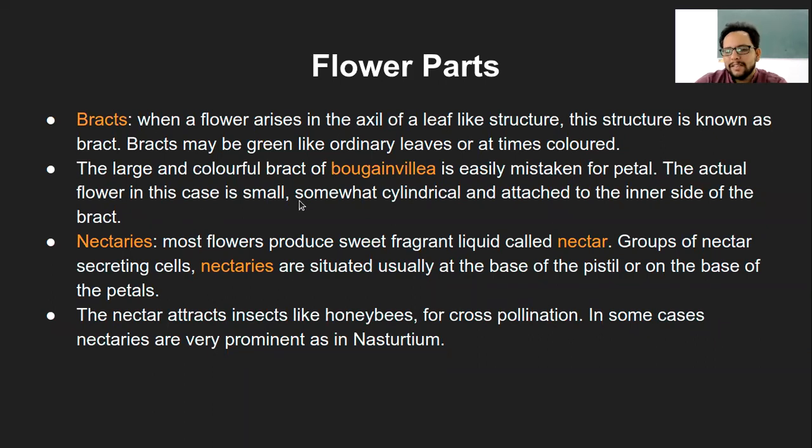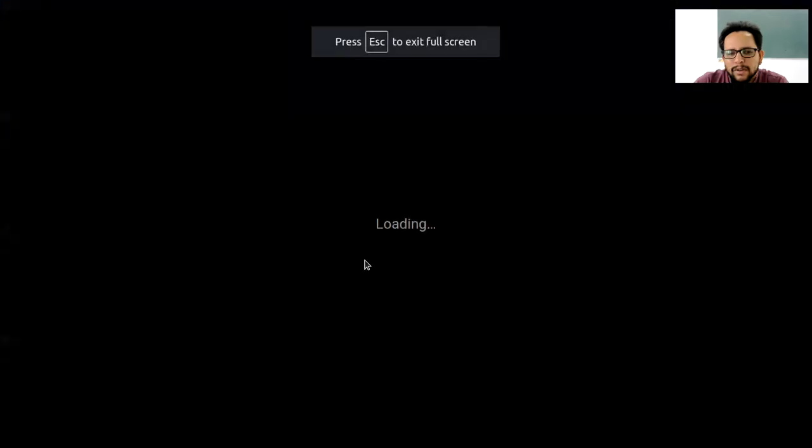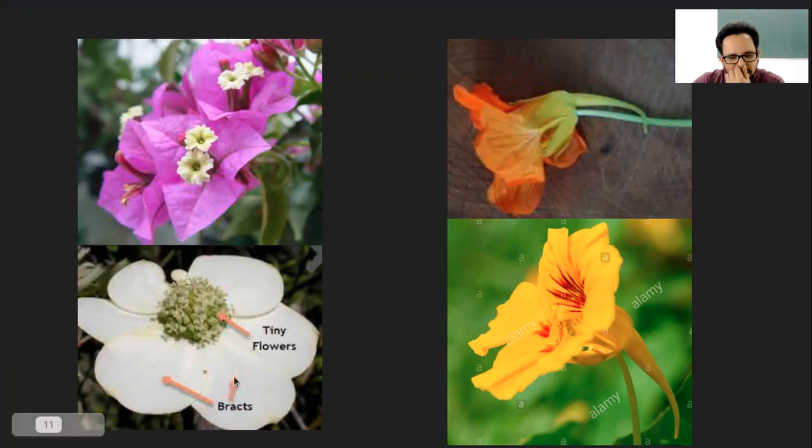So the actual flower in this case is small and somewhat cylindrical and is attached to the inner side of the bract. That part I forgot to show you. Oh no, I have a diagram here itself. Here, yeah. So this center part is the actual flower, the tiny white one, and these are the bracts in pink color. Here also this is another example where you have bracts around it, and these are the tiny flowers at the center, and that is the perfect example of a bracteate flower.